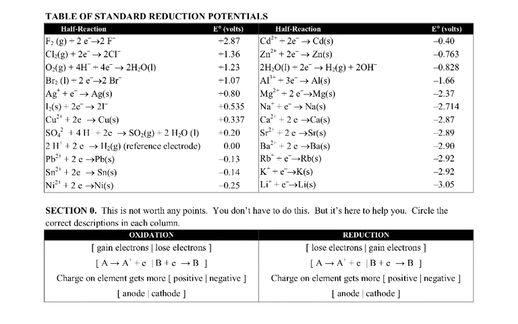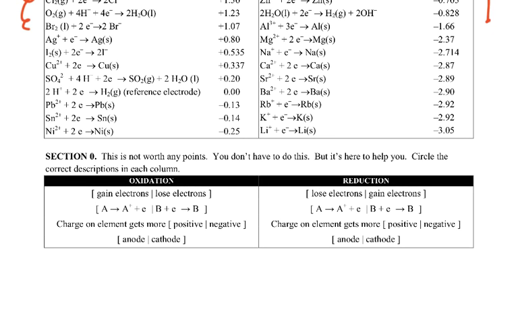It tells us over here which ones are the most likely to get reduced, and they're all written as reductions. And the voltage there tells us the higher the voltage, the more likely it is to be reduced. Okay, and it goes from here, and then it continues over here. So this is a really useful chart. We're going to need this. Then down here, just a little section to help you get your ideas together.